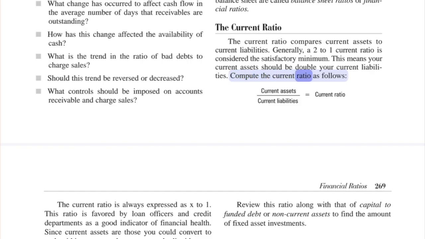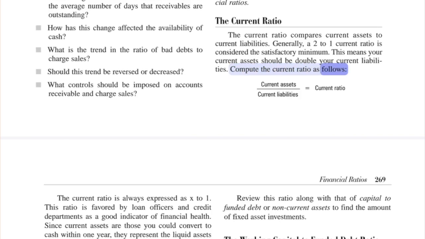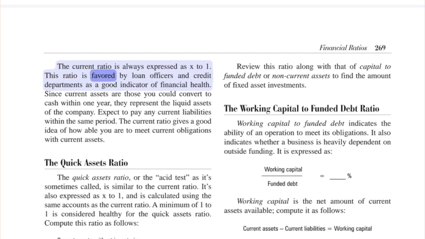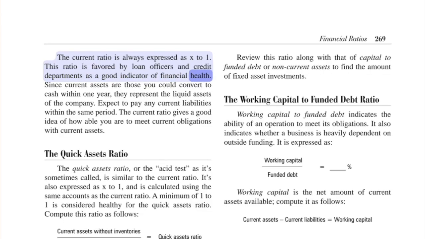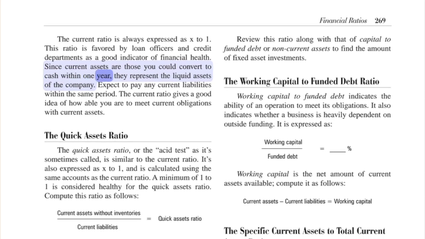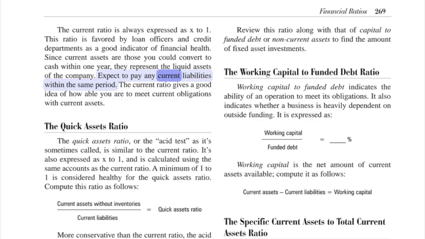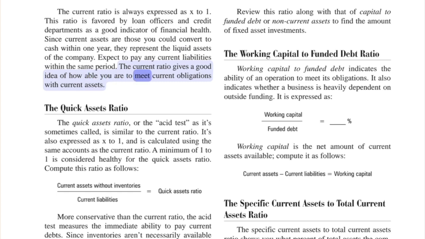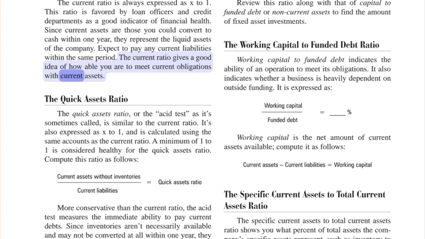Compute the current ratio as follows. The current ratio is always expressed as X-to-1. This ratio is favored by loan officers and credit departments as a good indicator of financial health. Since current assets are those you could convert to cash within 1 year, they represent the liquid assets of the company. Expect to pay any current liabilities within the same period. The current ratio gives a good idea of how able you are to meet current obligations with current assets.